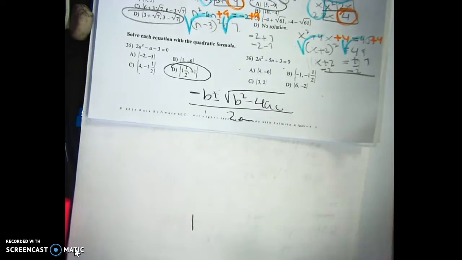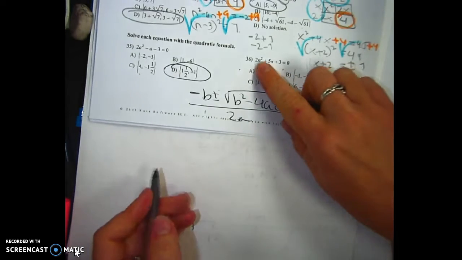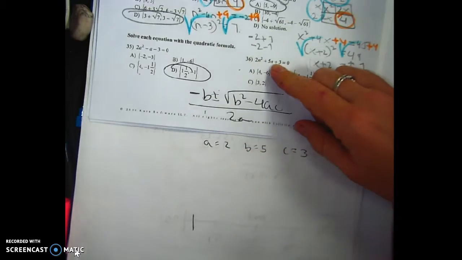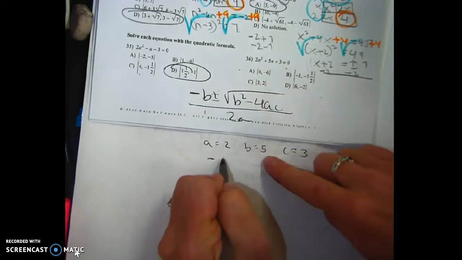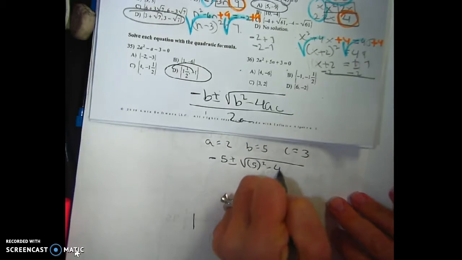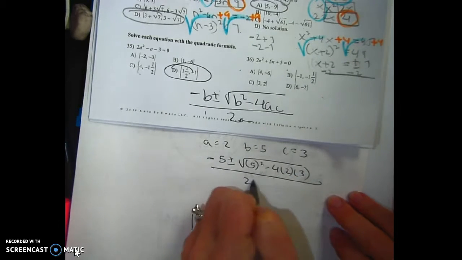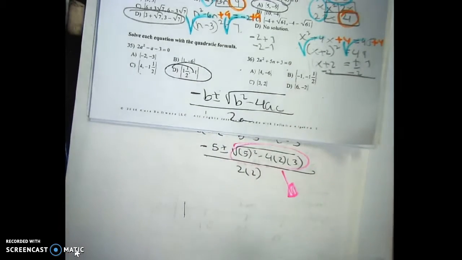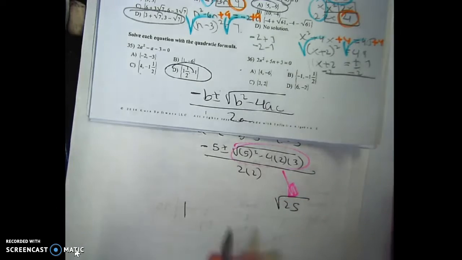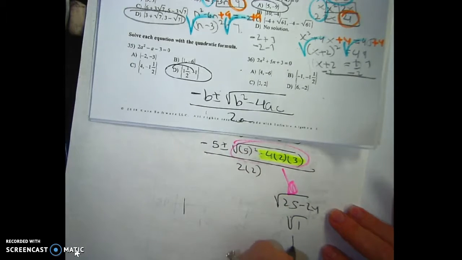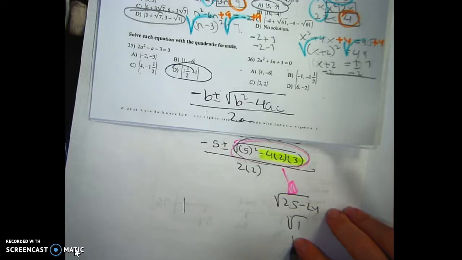Now we'll do the next one. The next one's the same thing. My A is 2, my B is 5, and my C is 3. Use my formula, negative B plus or minus the square root of B squared minus 4 times A times C, all over 2 times A. The most difficult part is this right here. 5 squared is 25. Multiply all of this. I get the square root of 1, and the square root of 1 is 1. So all of this turned into a 1.